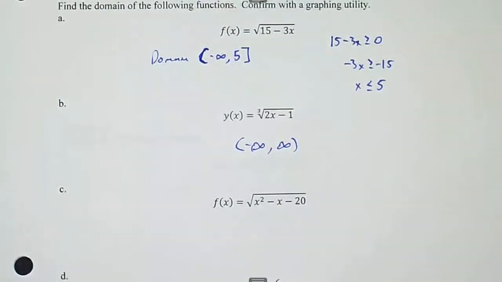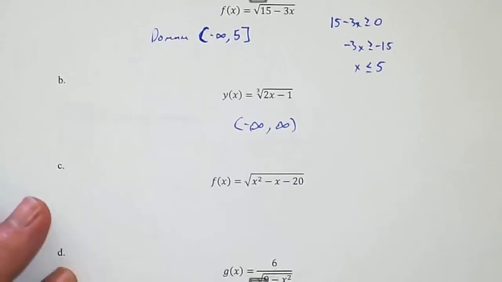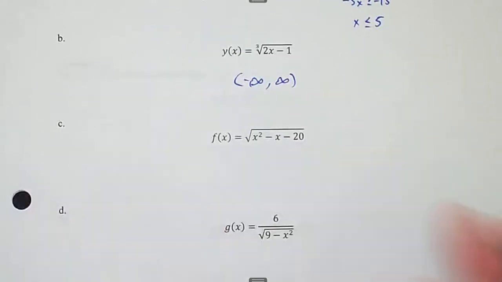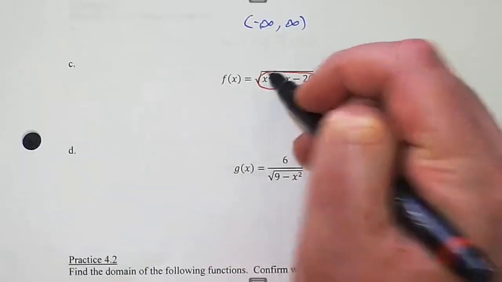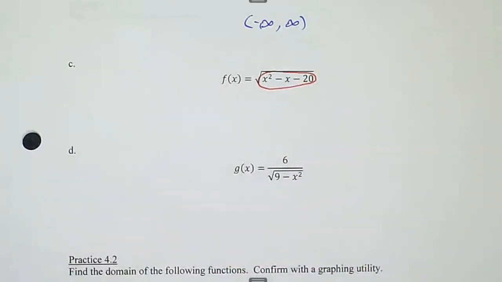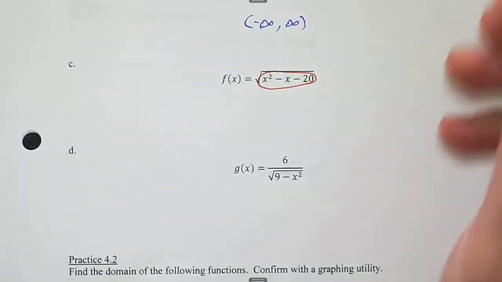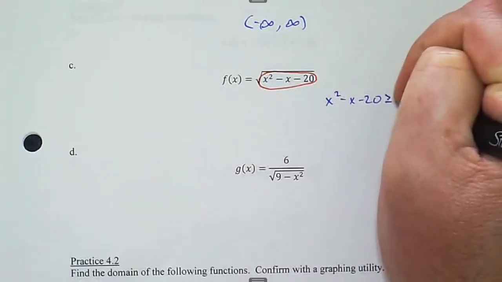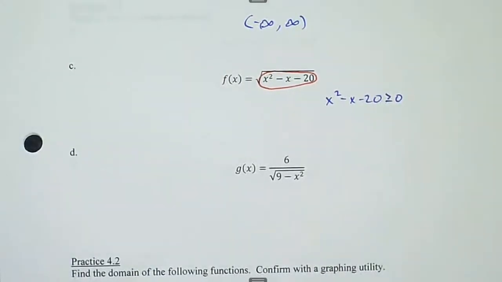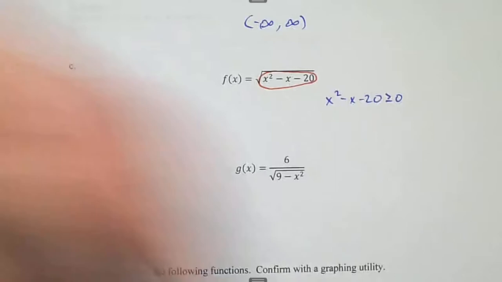Remember, the things we can't do are divide by 0 or take a square root or, more generally, any even root of a negative number. So 4th root, 6th roots, all those things. All right, on letter C, again, we have a square root. We know that our domain requires that the part under the radical end up being not negative. So x squared minus x minus 20 has to be greater than or equal to 0. And I can factor this.